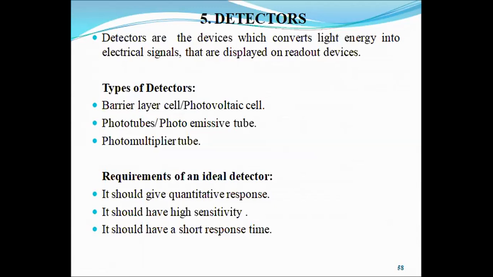So detectors are the devices which convert the light energy into the electrical signals that are displayed on the devices. There are various types of detectors, but the most common and important detectors used are the barrier layer cells or the photovoltaic cells. Next is phototubes or photoemissive tube, and the last is the photomultiplier tube.